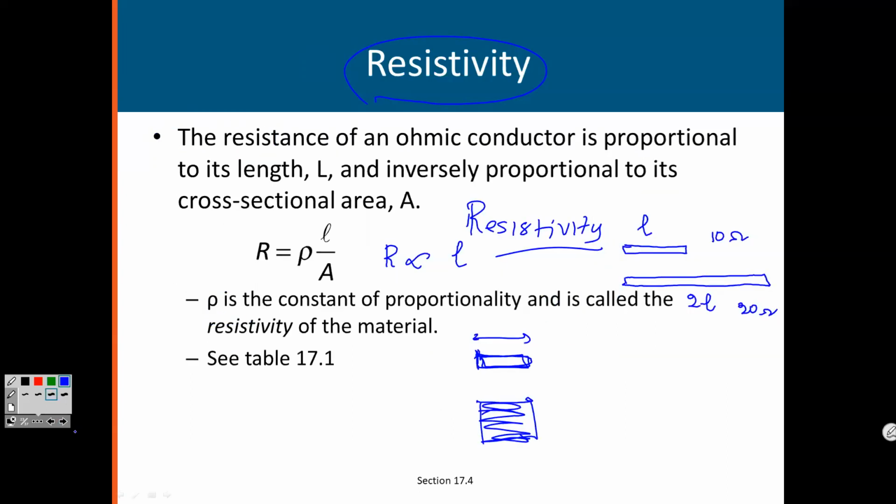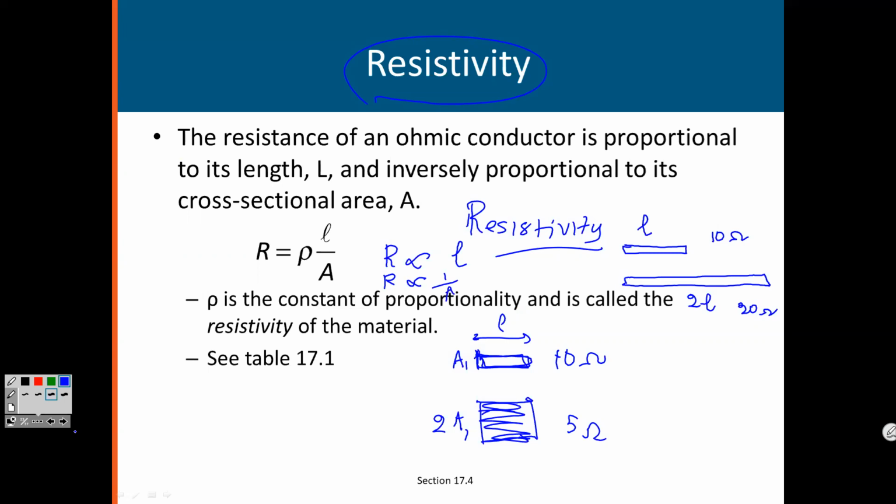The length is fixed, but here the cross-sectional area A1, now I have double the cross-sectional area. You see what happened now? The resistance becomes half. Say if the resistance is 10 ohm here, now the resistance becomes 5 ohm. When you double the area, the resistance becomes half. So what can I say now? If you keep the length fixed, the resistance is inversely proportional to the area.